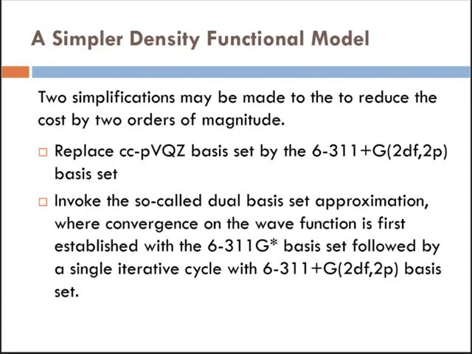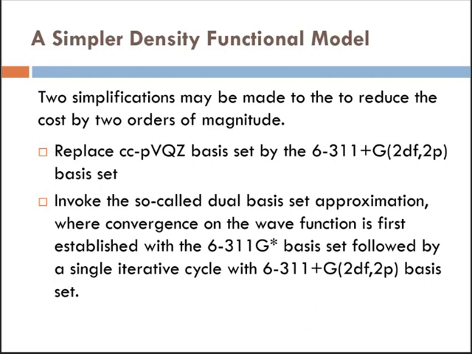The other giant approximation is called the dual basis set approximation. These are fancy words, but they're automated and well-documented approximations. What this does is say, this is too big to converge the wave function. All these procedures are iterative procedures. They settle down to a solution. Instead of converging on this big thing, we're going to converge on something much smaller, and then do a single iteration, one more step with the big one.